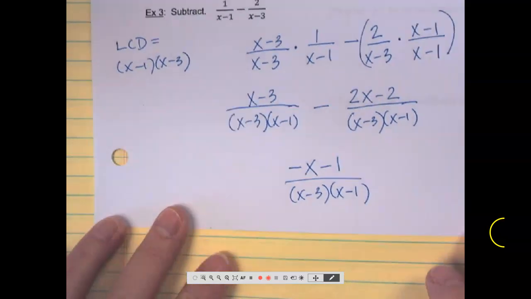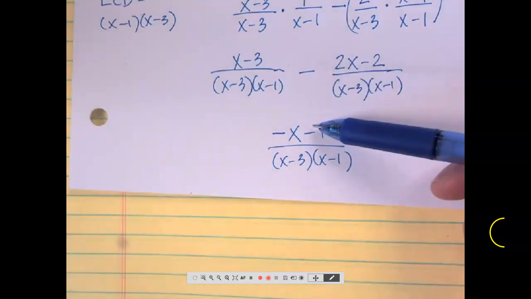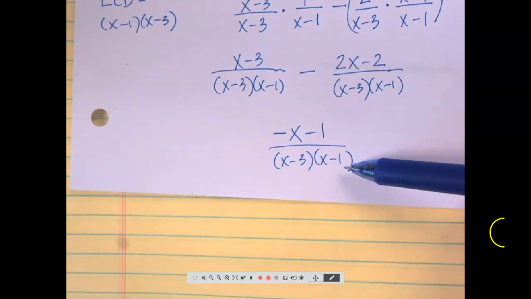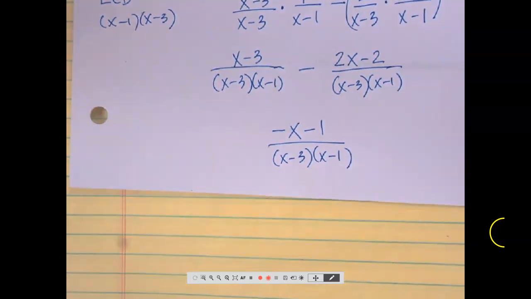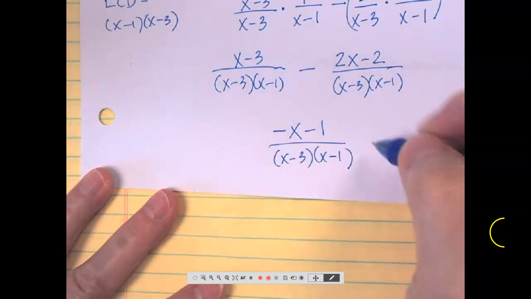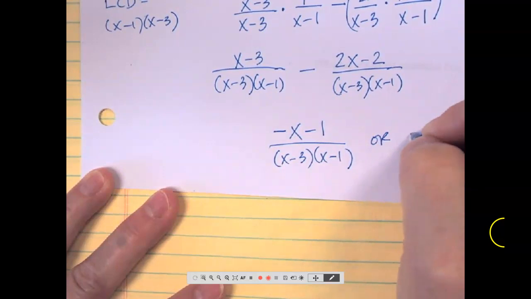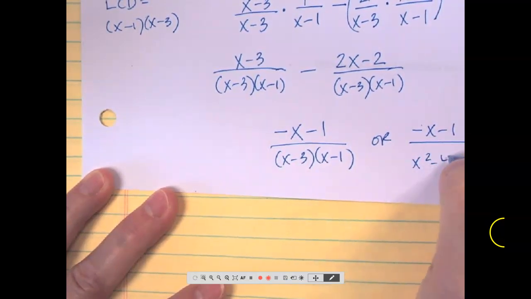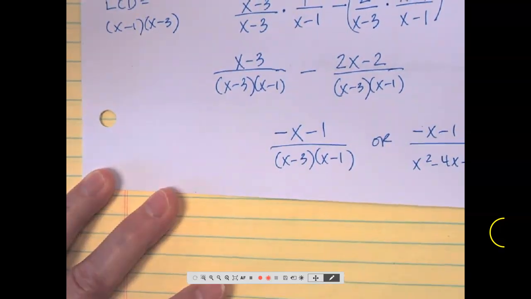Okay, question. Does this cancel with that? Is negative x minus 1 the same as x minus 1? No. God, that looks so close, doesn't it? But they don't cancel. So at this point, I would either leave my answer like that or distribute the denominator. Leave it either way.